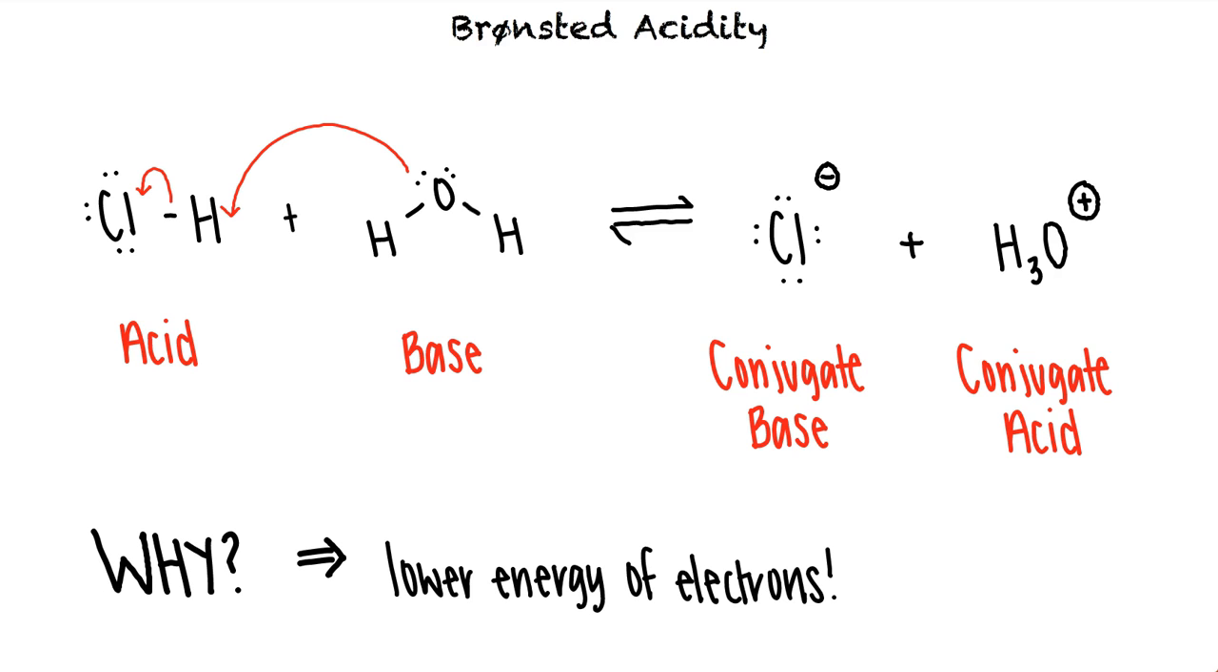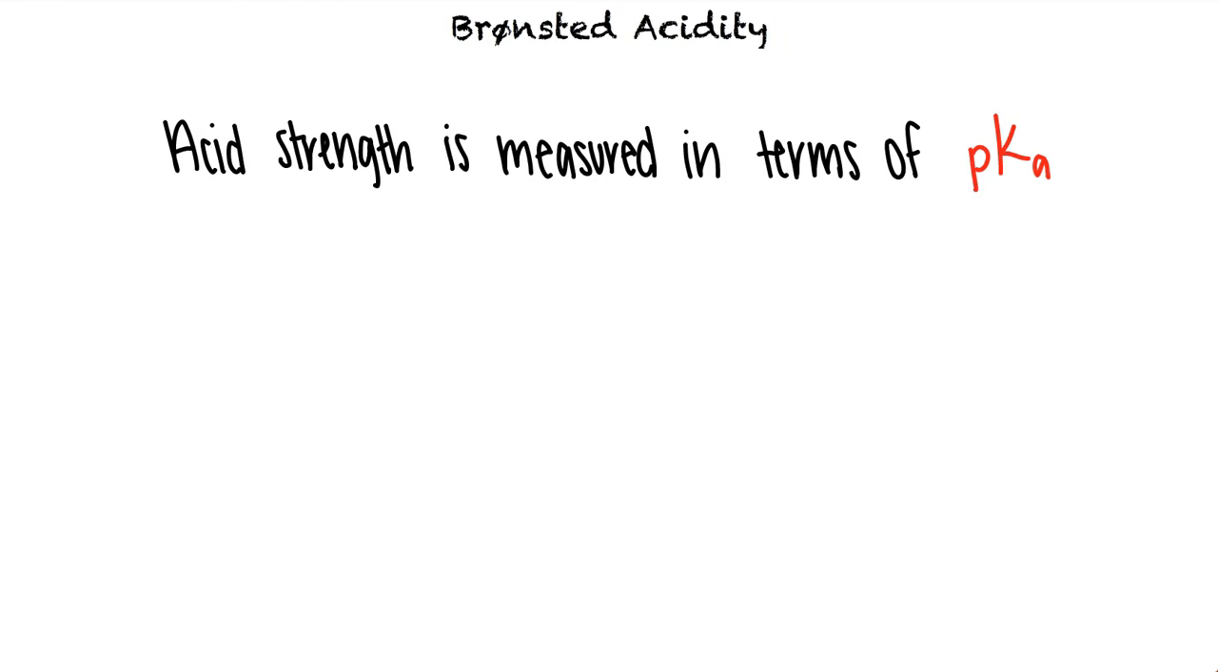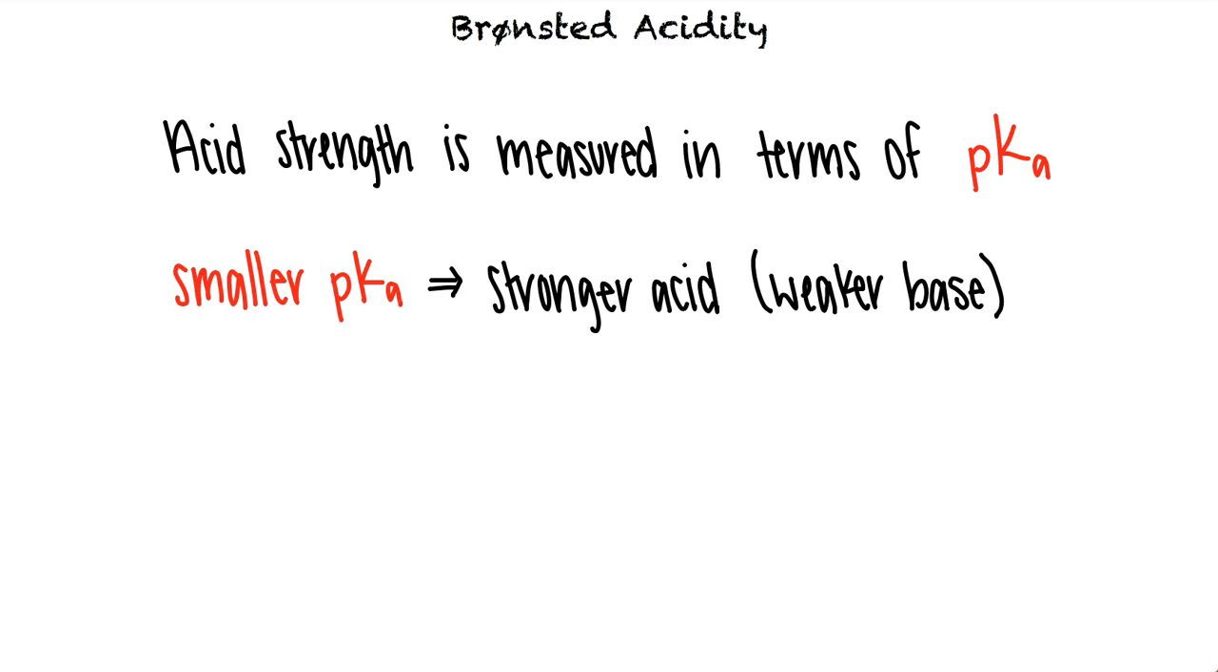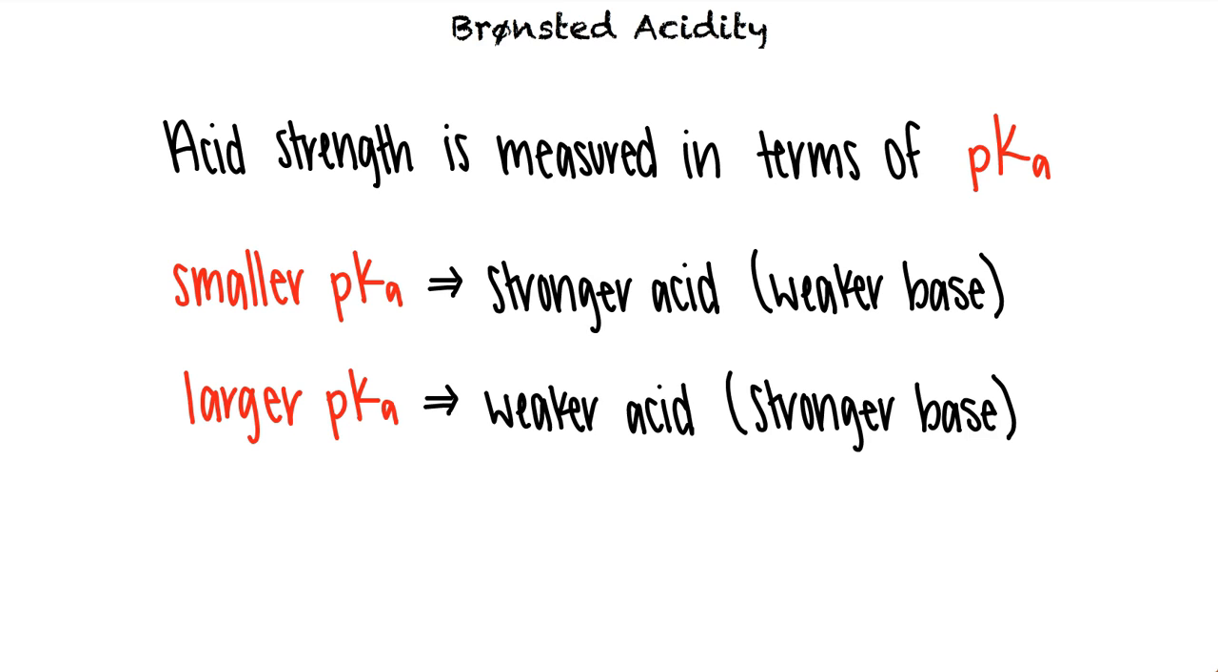The strength of Bronsted acids and bases is measured in terms of pKa relative to water. The smaller the pKa, the stronger the acid, which suggests a higher likelihood of spontaneous ionization in water. The larger the pKa, the weaker the acid. There are many factors that contribute to Bronsted acidity. To understand nearly all of these trends, we must take the energy of electrons into account.